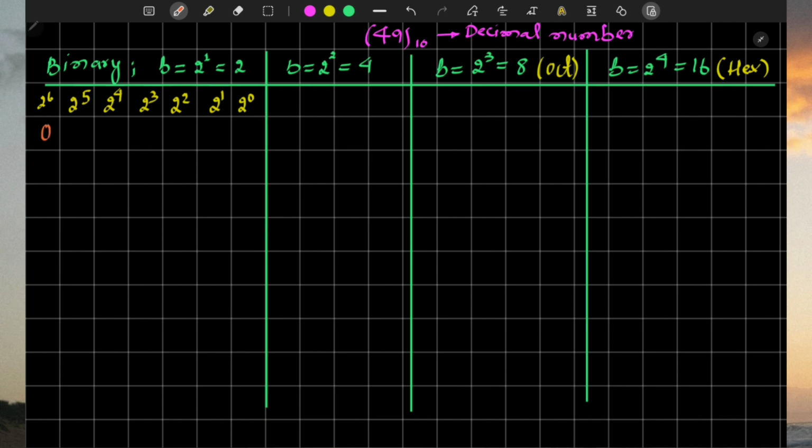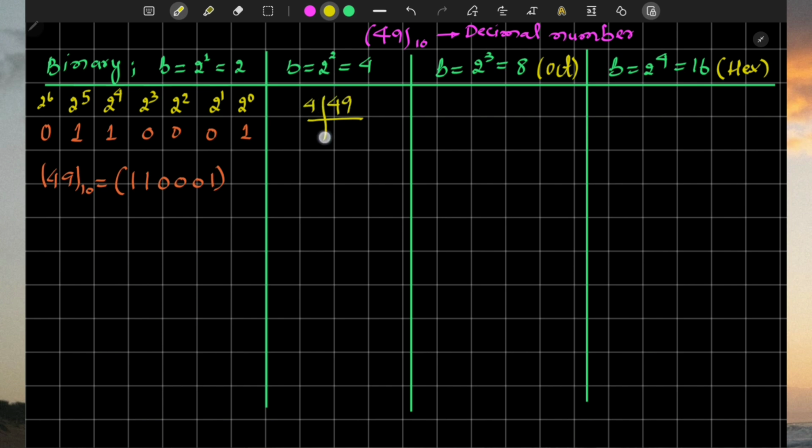Now 2 raised to the power 5 is 32. 32 is less than 49. It can be present in it. So we have to start from the higher powers of 2. So it is present in it, 32. Then we have 2 raised to the power 4, which is 16. 16 plus 32 is 48. So it is also present in it. We are left with only 1. So this will be present. The rest will be 0. So the binary form of 49 is equal to 110001.